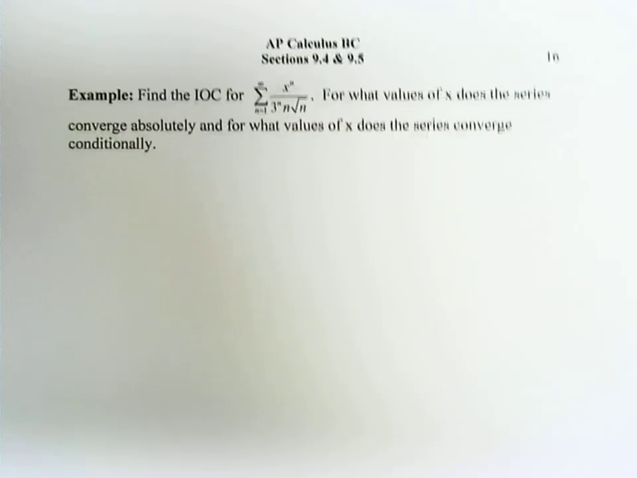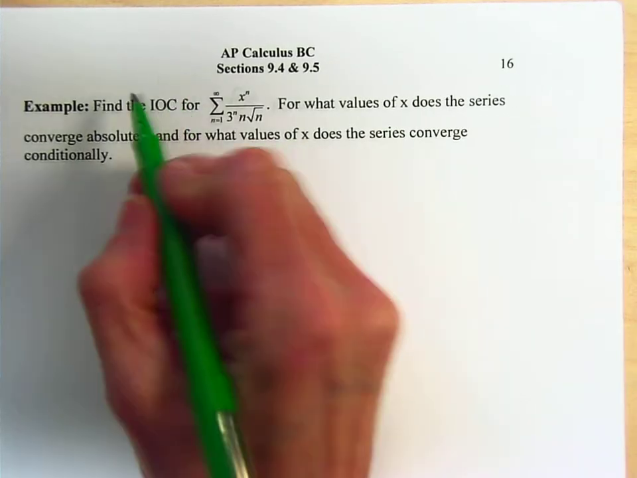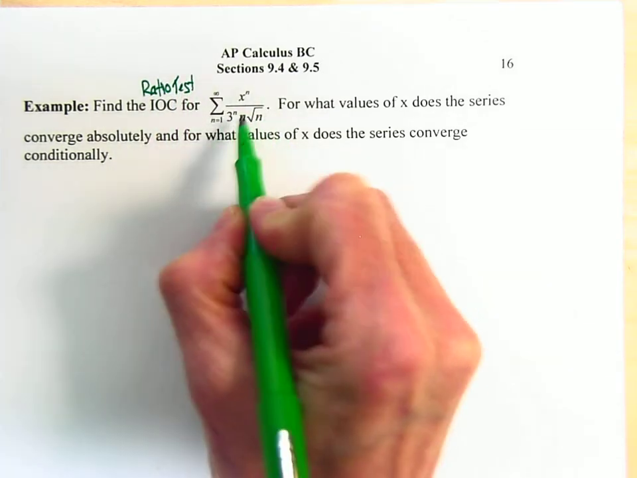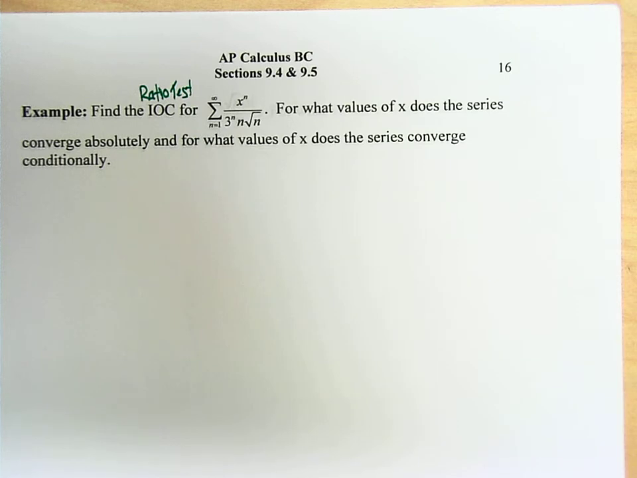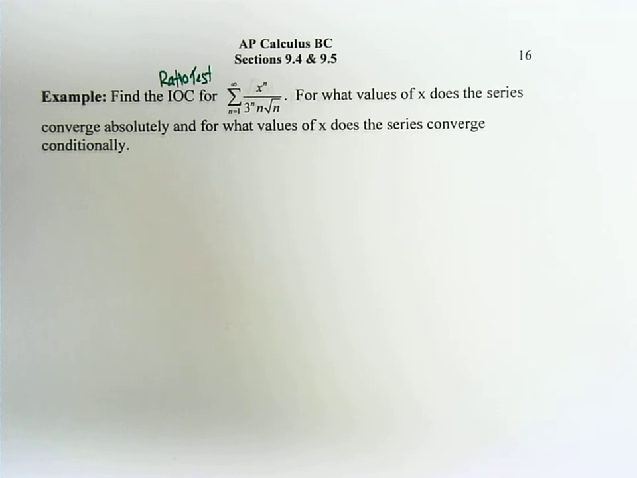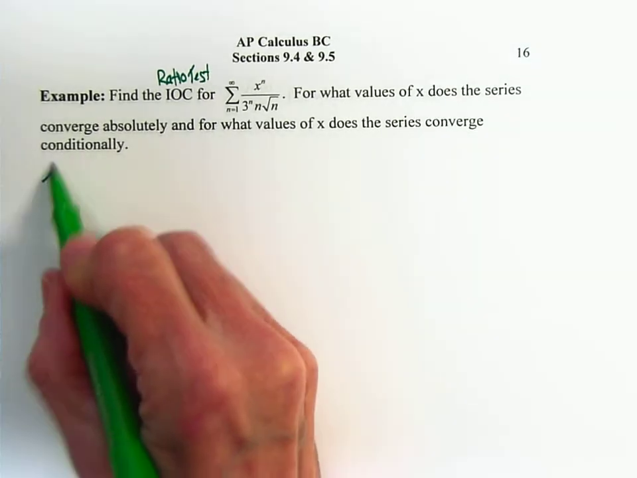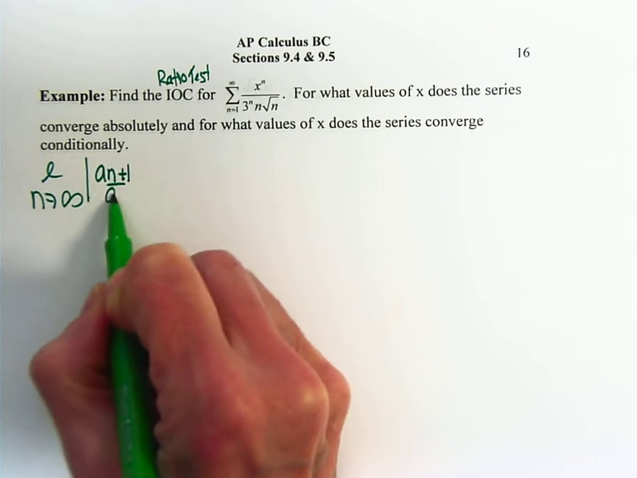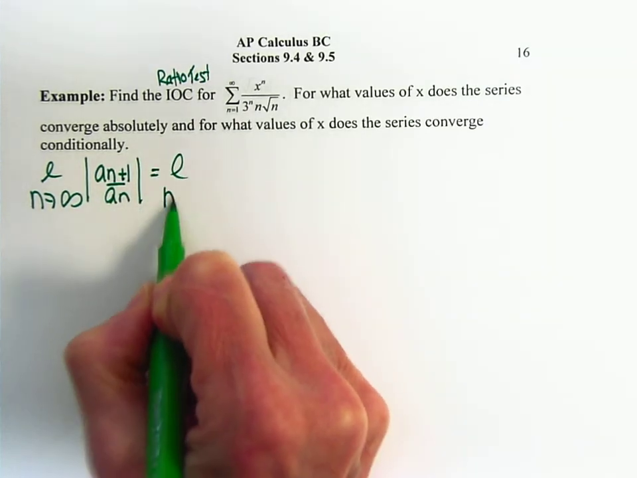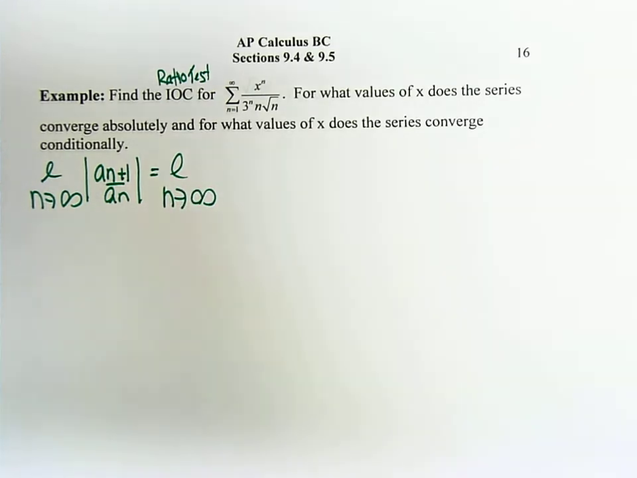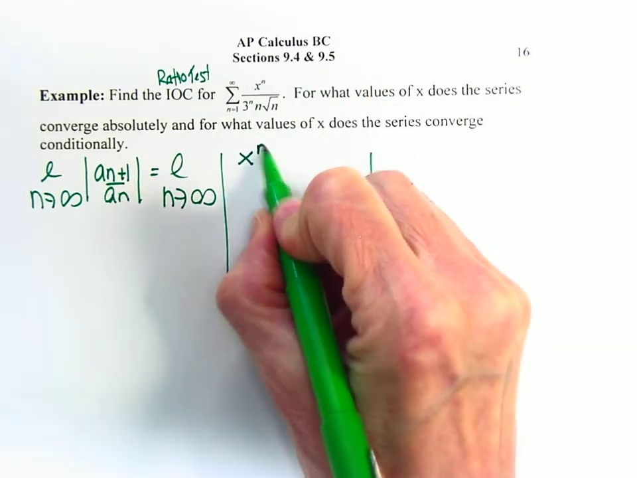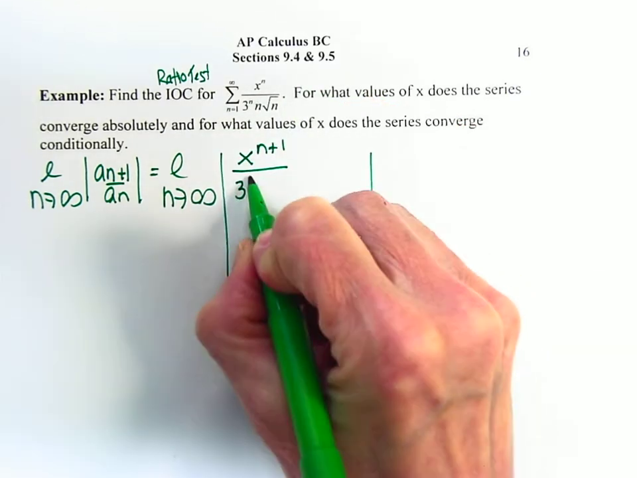It's rather long. Find the interval of convergence, so that's going to tell us to run the ratio test. It's non-alternating. For what values of x does the series converge absolutely, and for what values of x does the series converge conditionally? Directions are the same for every problem. So we're going to run the ratio test. The limit of the absolute value of a sub n plus 1 all over a sub n. So I'm going to write n plus 1 in for n everywhere, so this becomes x to the n plus 1 all over 3 to the n plus 1.